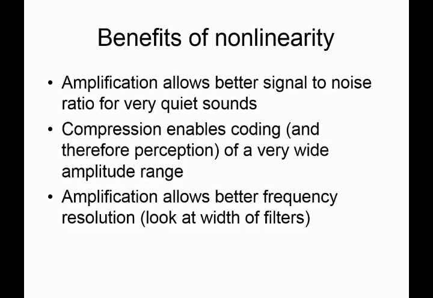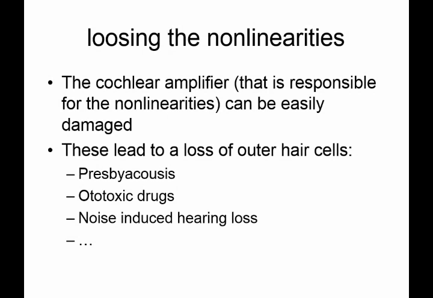Summarizing benefits of nonlinearity, so the outer hair cells bring in all the nonlinearities. The amplification allows a better signal-to-noise ratio for very quiet sounds. So we enhance the sounds. Selectivity, so we need a better selectivity, then we can selectively enhance the sounds and not the noise. That gives us a better signal-to-noise ratio. The compression enables the coding and therefore the perception of a much broader amplitude range. And the amplification allows a better frequency resolution, because the filter becomes narrower. So these are the nonlinear effects that we're talking about.